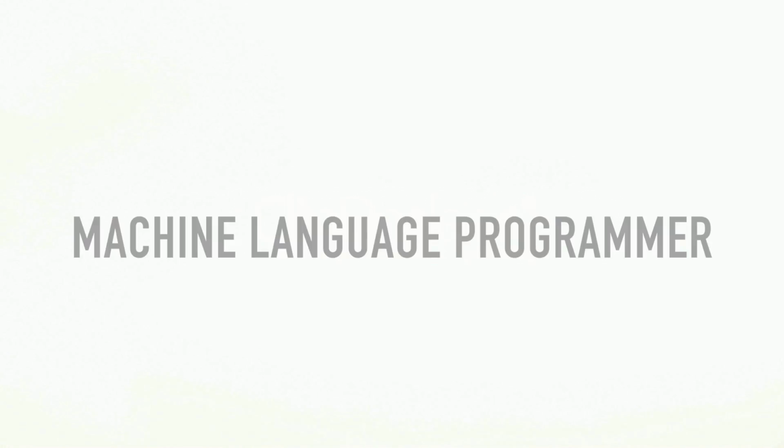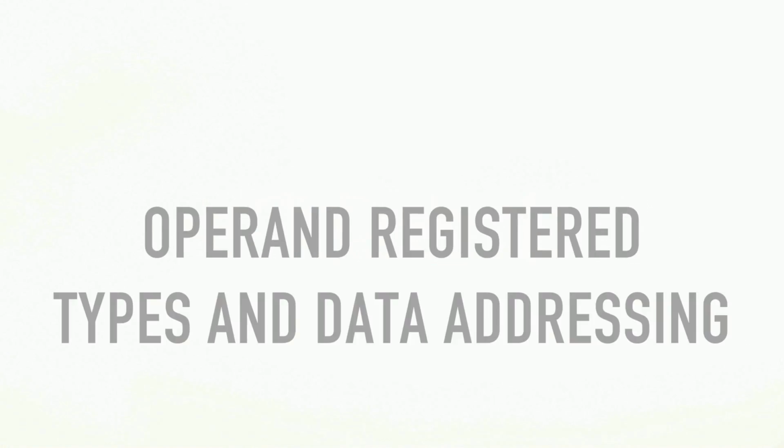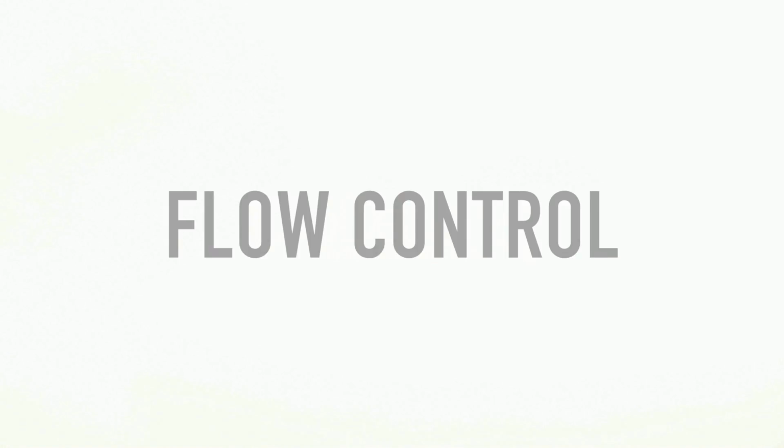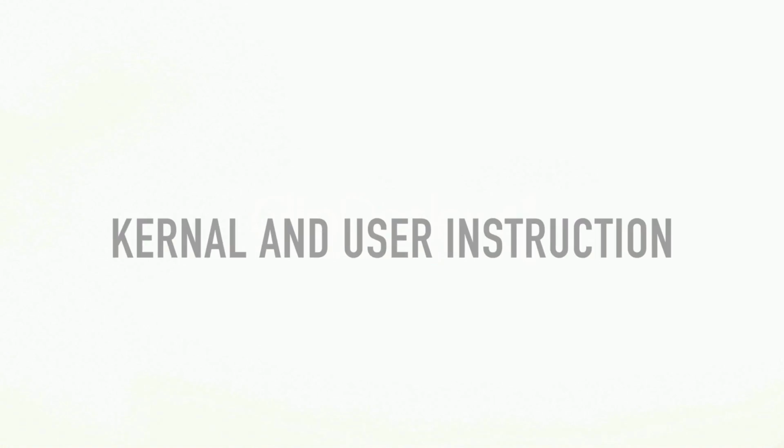Introduction to ISA. The instruction set architecture is a protocol that defines how a computing machine appears to a machine language programmer or compiler. The ISA describes the memory model, instruction format, types and modes, and operand register types and data addressing. Instruction types include arithmetic, logical, data transfer, and flow control. Instruction modes include kernel and user instructions.